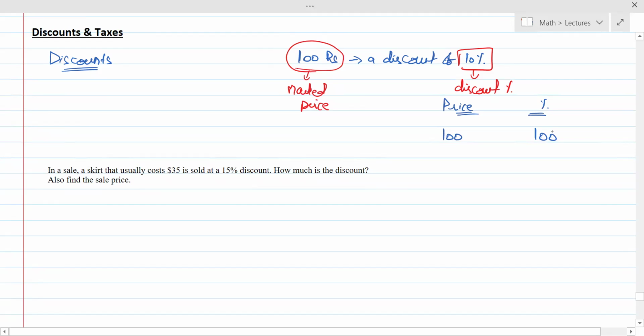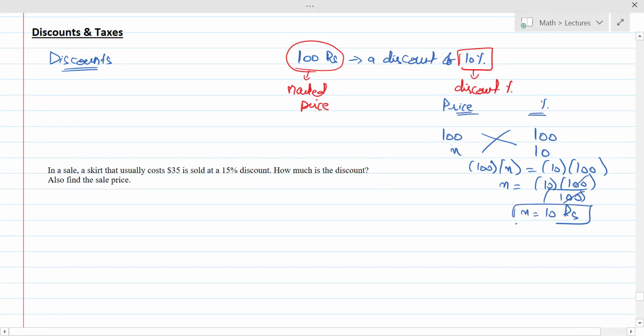And then you have to calculate the discount. For the discount, x would come here and 10 would come here. With cross multiplication, when you solve this equation, you have 100 into x is equal to 10 into 100. And then you get x as 10 into 100 upon 100. You get this as 10 rupees.